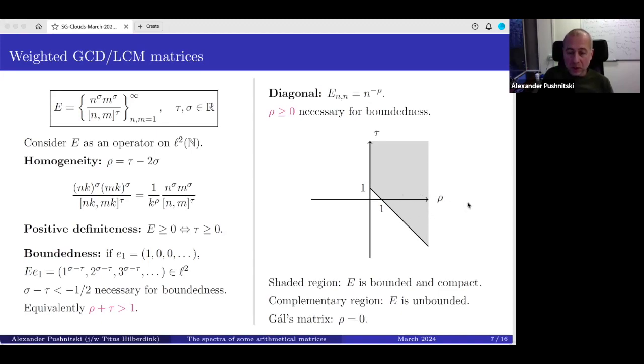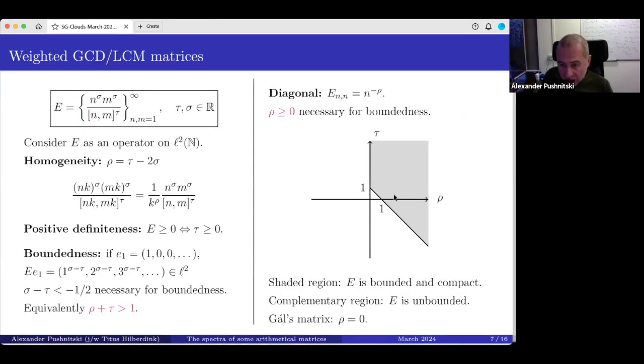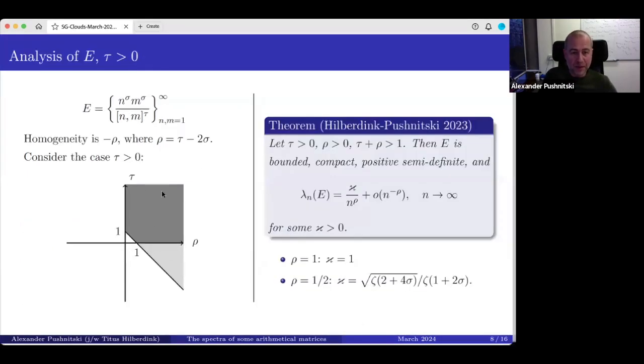Okay, so let's discuss it. There are two results. It turns out that the analysis is different in the upper part of this shaded region and in the lower part. Let me start with the upper part. This corresponds to tau being positive. I already said that tau being positive or negative corresponds to this matrix being positive definite or not. And it turns out that the spectral structure is completely different in both cases.